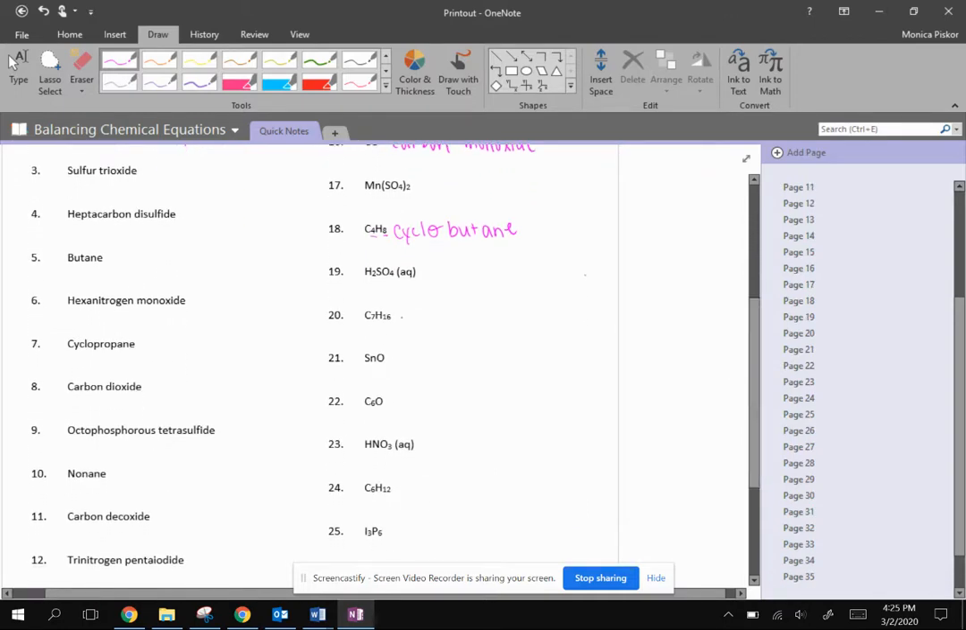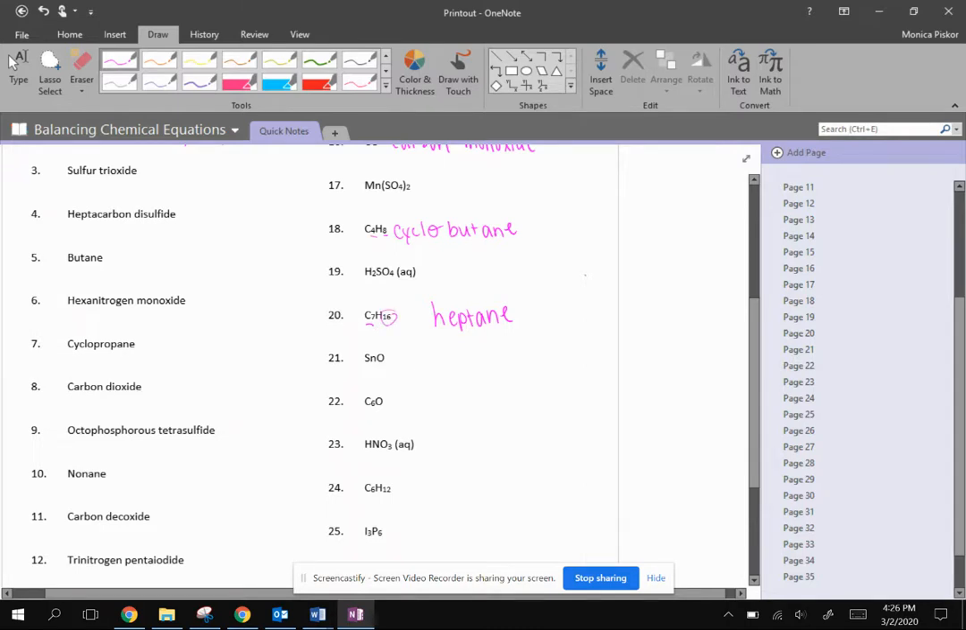Looking at number 20, C7H16. So it's another hydrocarbon. So hept is 7 carbons. Ane because all hydrocarbons end with ane. However, I don't write cyclo in front of it because 7 times 2 is 14. This is not 14, so there's no cyclo.